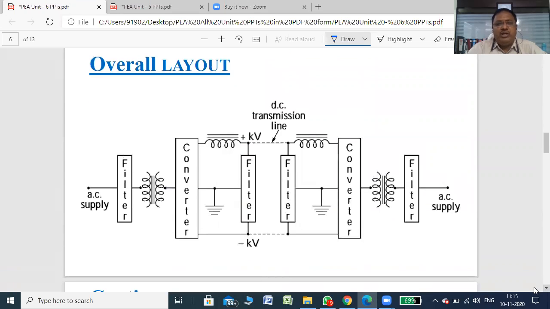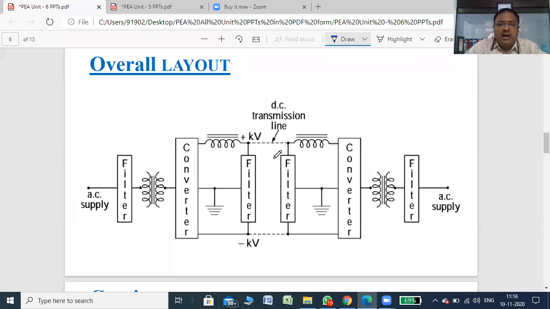This is a very simple overall layout of a DC transmission system. You can see here at the input side, AC. It may be single phase or three phase, whatever it may be. Then a filter, to remove the EMI, that is electromagnetic interference. Then a transformer, and then a converter. This is the AC to DC converter. Then again some filters, so that whatever AC components remain will be removed. Then the DC transmission link.